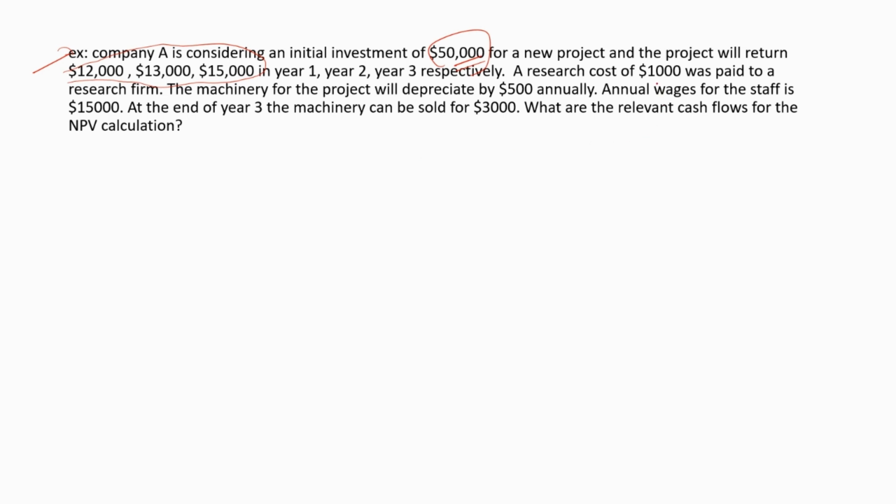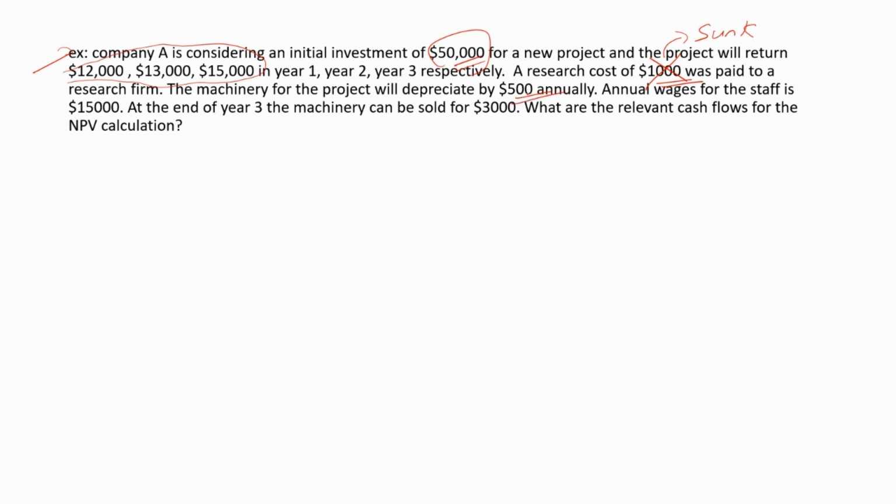And they have given a research cost of $1,000. This is not a relevant cost because this cost has already been incurred. This is a sunk cost. So we do not consider $1,000 for the NPV calculation, because for the NPV calculation we only consider the relevant cash flows.